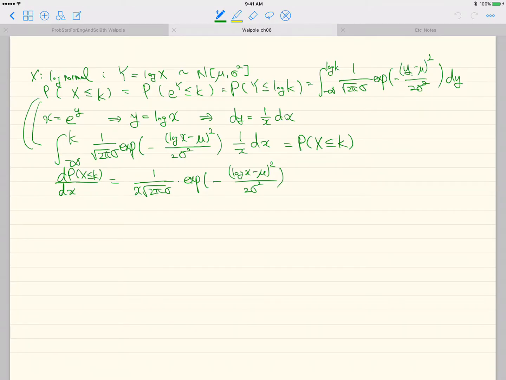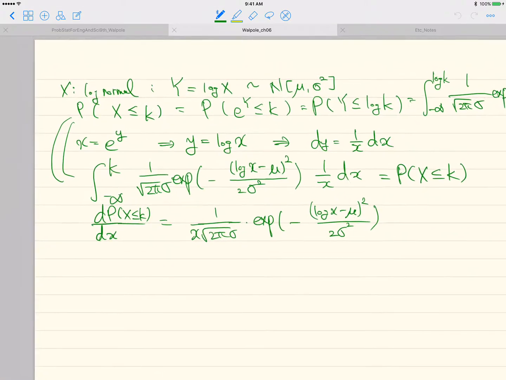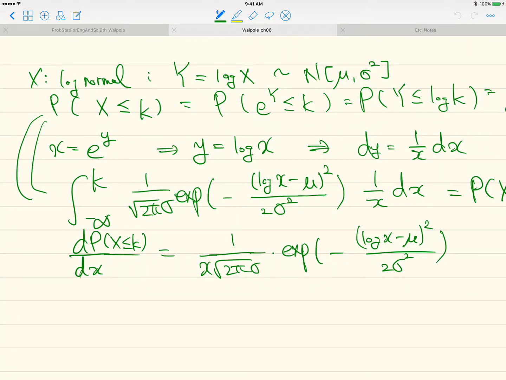So basically, log normal distribution means you have a random variable x, and then you take the log of it. Then the log of x can be represented as another variable y. So this y is following the normal distribution that has a mean of mu and a variance of sigma squared.